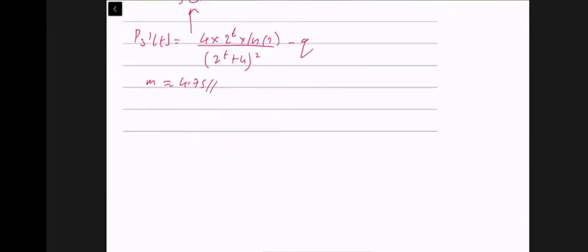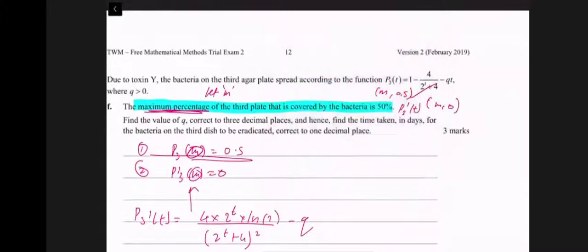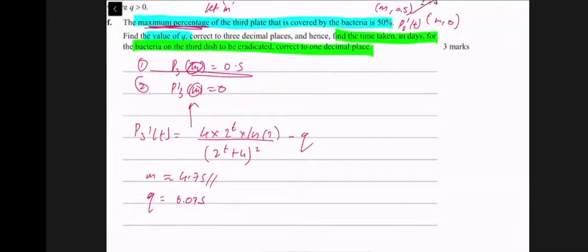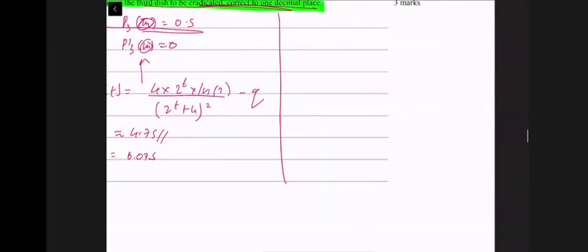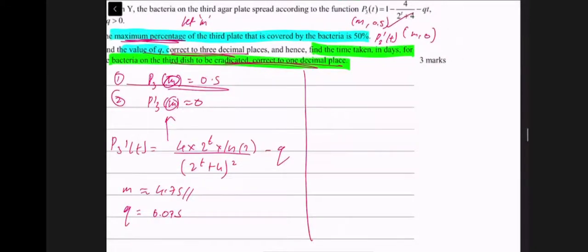I don't think it asked for M, but yeah, you need M because you don't have the equation to find this latter part here. You need the time taken for the third dish to be eradicated, and you also need to find the value of Q. So the value of Q is when you sub M in, or in a simultaneous equation, and that is 0.078. The decimal points, they've said that Q can be up to 3, but the other time value is only 1. So now that you have Q, you can put it into here.